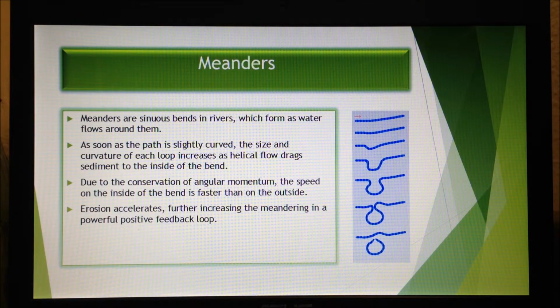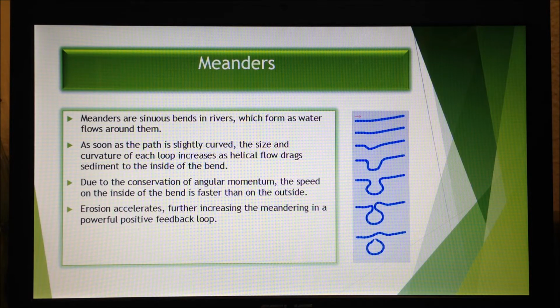Alright, so finally, I just did a little more research into meanders, which are bends in rivers that form as water flows around them. So as soon as the path is even slightly curved, more and more sediment is dragged to the inside of the bend. And due to the conservation of angular momentum, the speed on the inside of the bend is faster than on the outside. Erosion accelerates, which further increases this curvature, and this is an example of a positive feedback loop. And finally, towards the end of its life cycle, the curve completely breaks off and forms an oxbow lake.